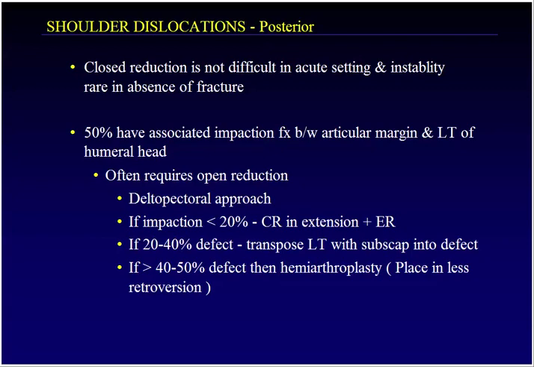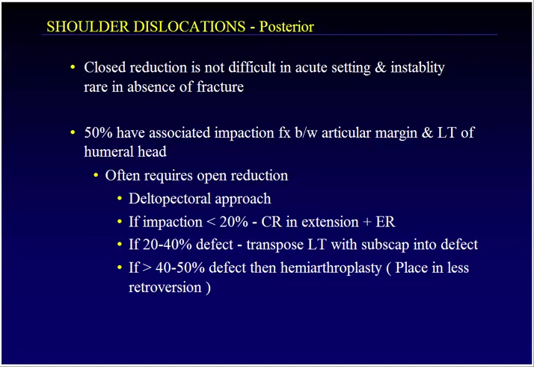50% of posterior shoulder dislocations will have an associated impaction fracture of the articular surface of the humeral head, which occurs between the articular margin and lesser tuberosity. And for this reason, many of these will require open reduction, and they're also typically unstable once you reduce them. You do it through a deltopectoral approach.